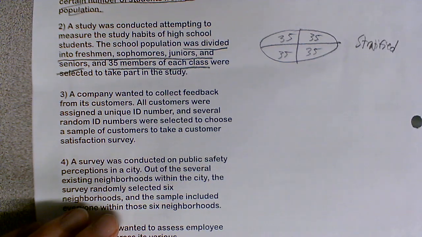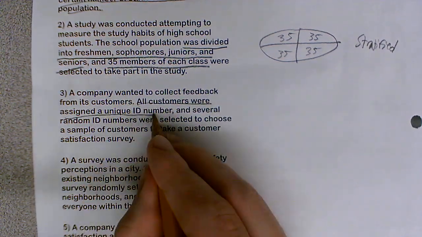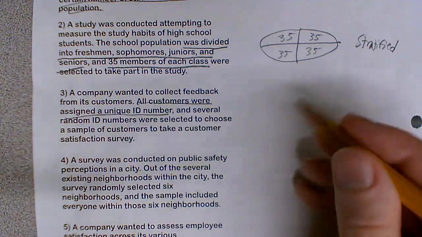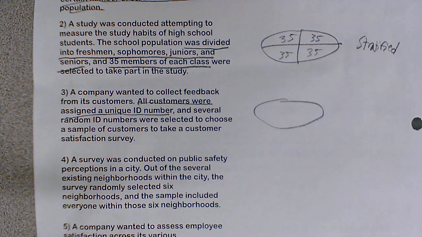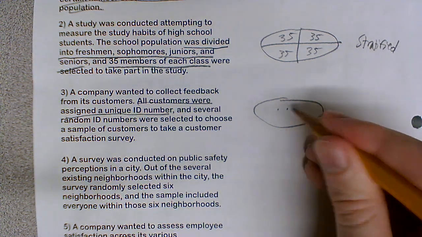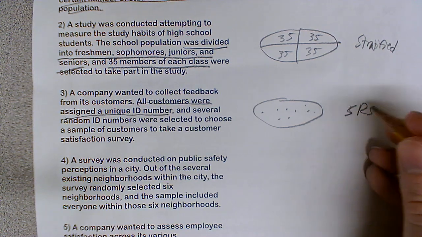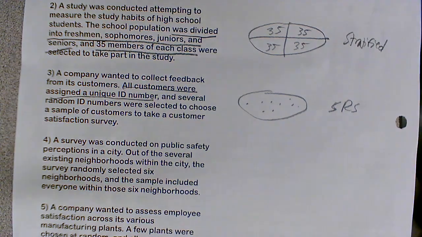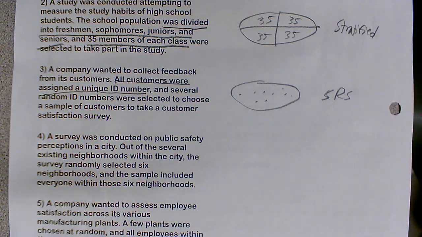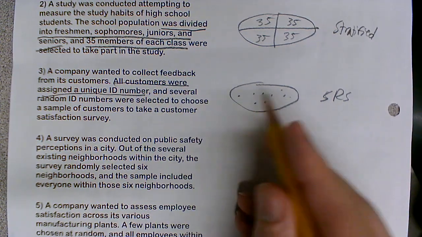Alright, a company wanted to collect feedback from its customers. All customers were assigned a unique ID number, and several random ID numbers were selected. This is from the entire population. So once again, random ID numbers were selected. That is a simple random sample. It's not cluster because it's not like they chose everyone. It's not like they chose one specific store and picked everyone within it. It's not that. They gave every customer an ID number and then picked randomly.